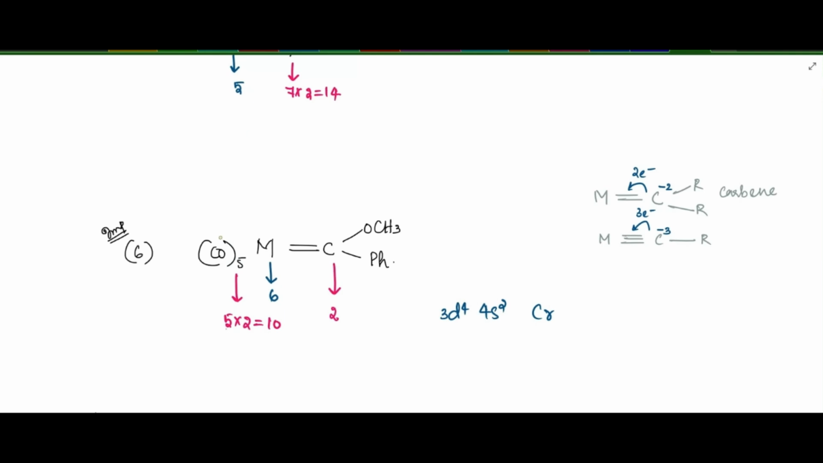This carbonyl is neutral. The carbene portion in there is -2. As a whole, the complex is 0, neutral. So this should be +2. Chromium is in the +2 oxidation state.